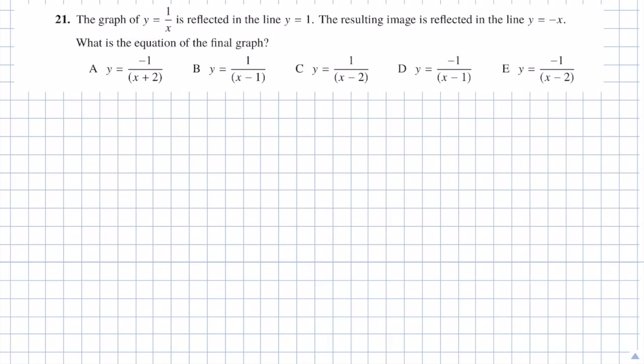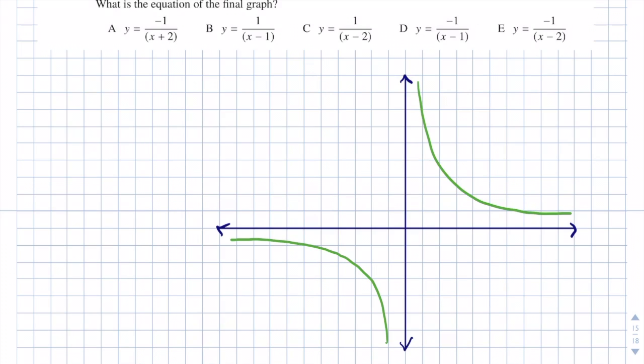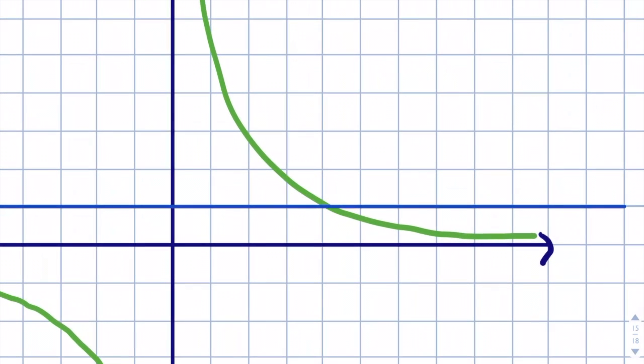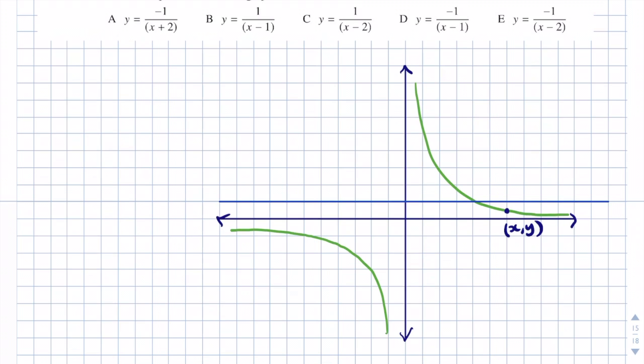So I think the best way to go about these questions is to always draw a sketch of the graph. We know that the curve y equals 1 over x looks something like this. Now I'm going to draw the line y equals 1, which will look something like that. Let's take a point on the graph. Let's take this point here. Say that is x, y.